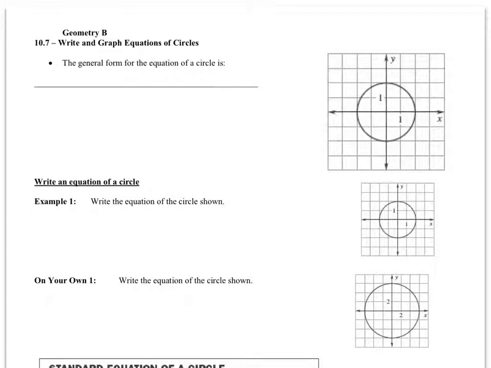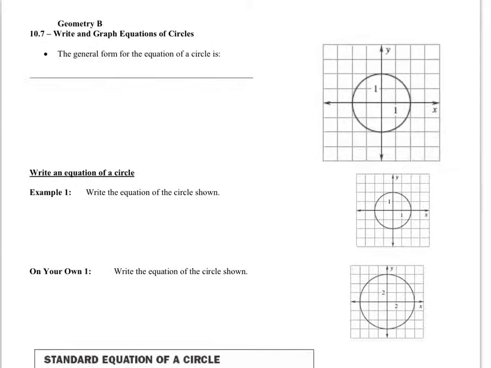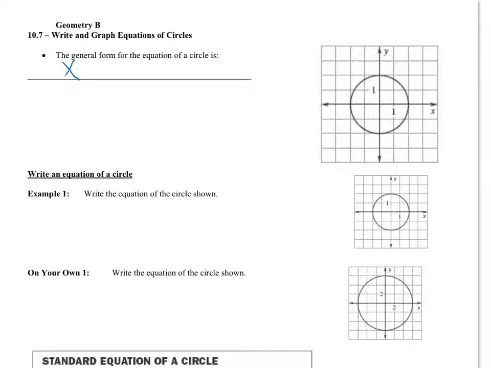Hi class, this is lesson 10.7, write and graph equations of circles. So the general form for the equation of a circle is just the very basic here I'm giving you, x squared plus y squared equals r squared. And this is where r equals our radius.